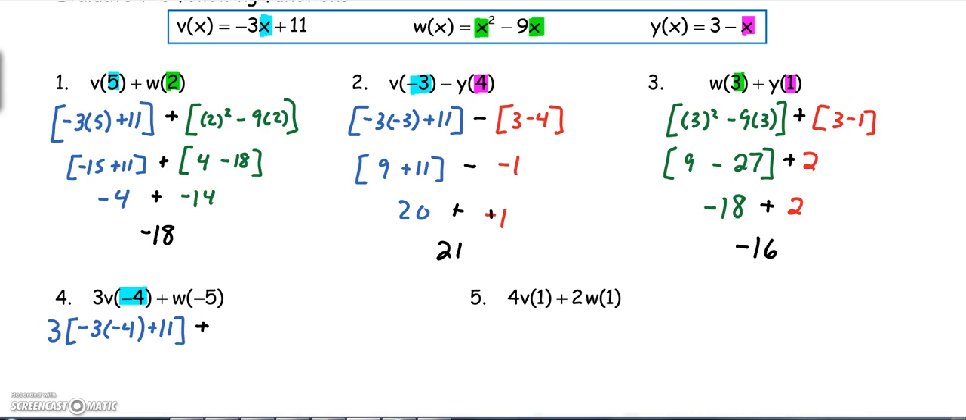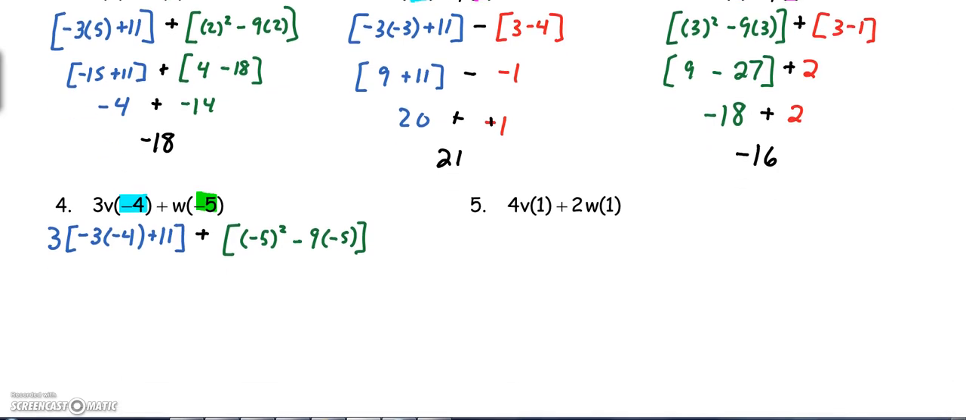Plus my w equation. I'm putting negative 5 in for x and x. Parenthesis negative 5 squared minus 9 times negative 5. Make sure when you're substituting that you always put parentheses so that when we square this negative 5, it'll become a positive number.